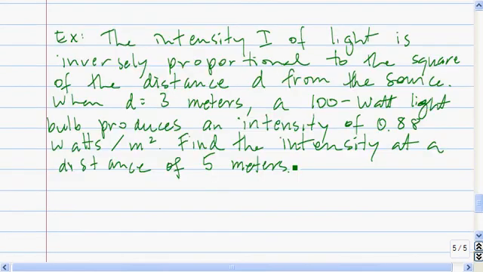All right, we're going to see another one. Okay, here's one for you. The intensity, I talked about this a little while ago. The intensity I of light is inversely proportional to the square of the distance d from the source. When d is 3 meters, so 3 meters from the source, a 100 watt light bulb produces an intensity of 0.88 watts per meter squared. Find the intensity at a distance of 5 meters. Why don't you press pause and work on this?